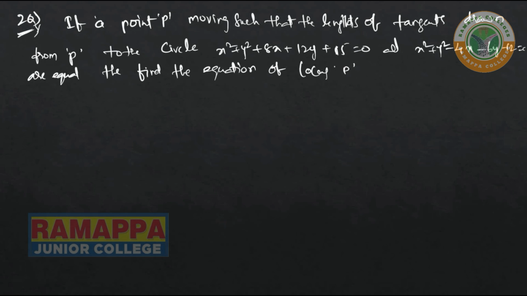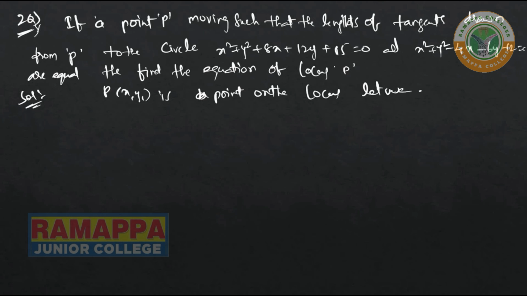Now the second question is solved the same way. So P(x1, y1) is a point on the locus. Let PT1 and PT2 be the lengths of the tangents from P to circles 1 and 2. So these are equal, he is saying here.